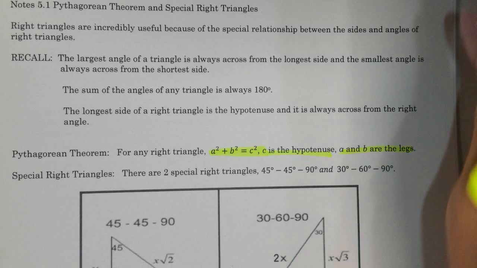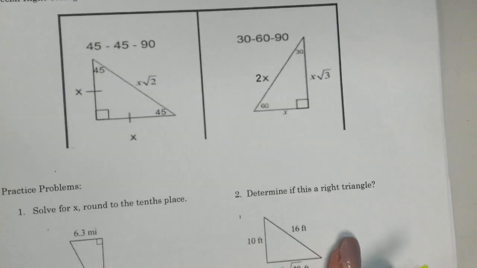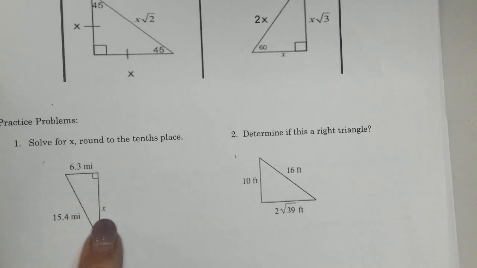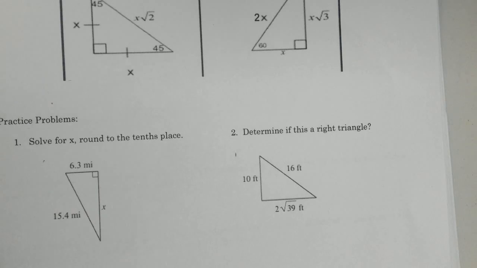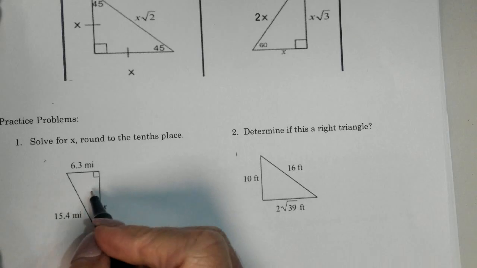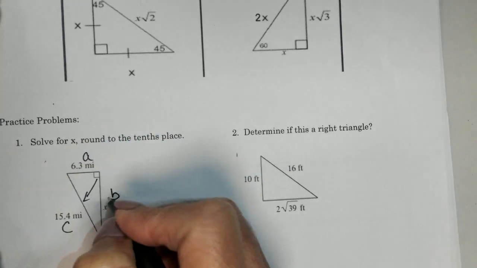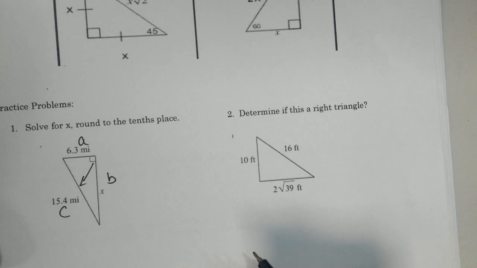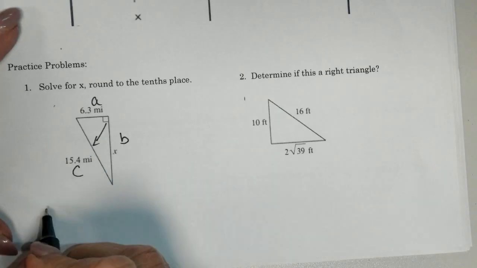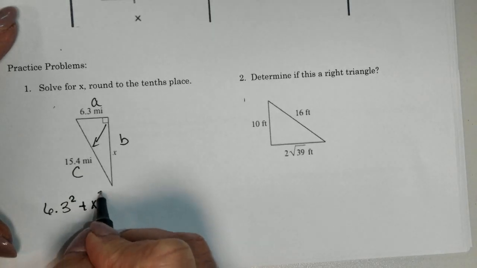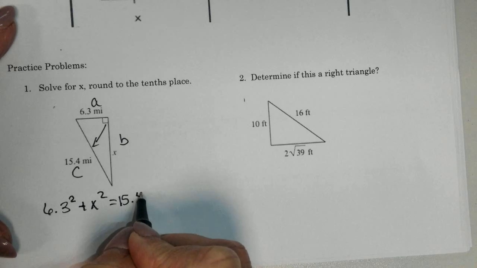So let's skip down here to number 1 for the practice problems. All right, the first thing it says is to solve for x and round to the nearest tenth place. Well, x, you got to think about, does it represent a leg or a hypotenuse? Hypotenuse is always across from the right angle, so this would have to be c, and these would be a and b. It doesn't matter which leg is a and which leg is b. Plug it into Pythagorean theorem. 6.3 squared plus x squared equals 15.4 squared.